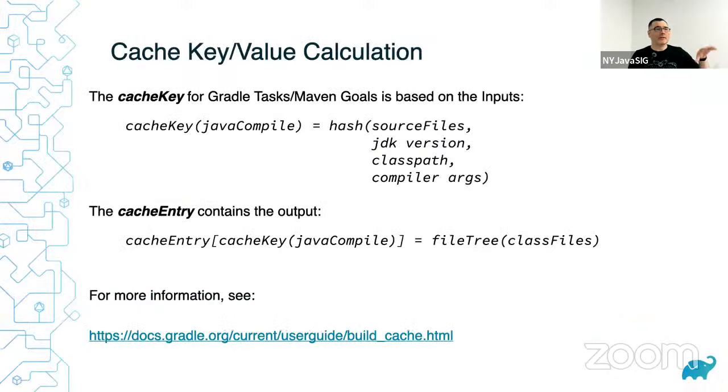So what you do is you take those inputs and you just hash them. That gives you a string. That's a cache key. You associate that key with basically a zip file of all the output. So in the case of compilation, you zip up your class files. You store them typically in your home directory for later use. So if you do a clean build, you can just unzip that file. And this will save you a lot of time.